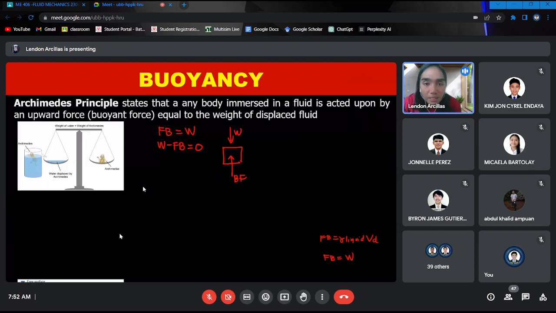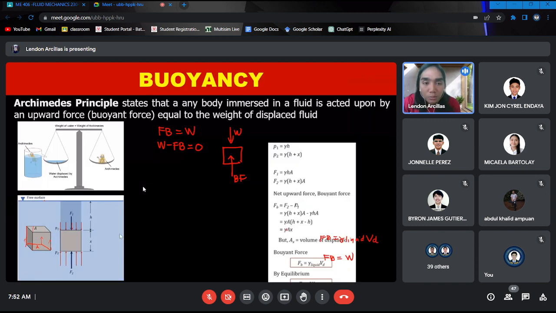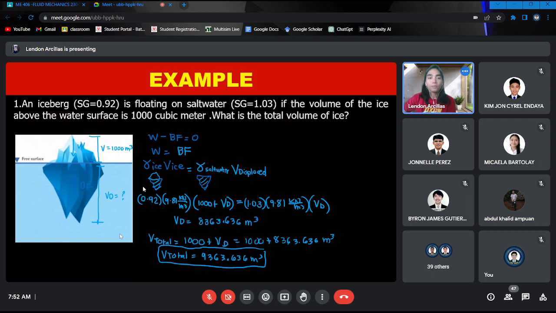So sa buoyancy, so there are two parameters to solve buoyancy, which is the weight and the buoyant force. So actually that is just the summation of all forces. Okay? When we go down, that is positive. Okay? When we go up, that is minus. Okay? So, ang forces na nag-a-act sa isang object floating or submerged is the weight and the buoyant force.